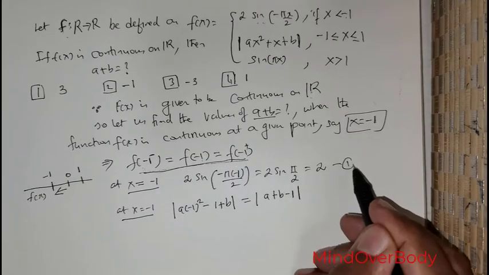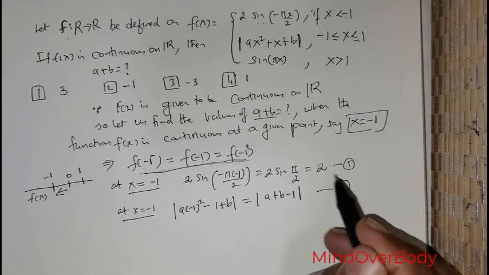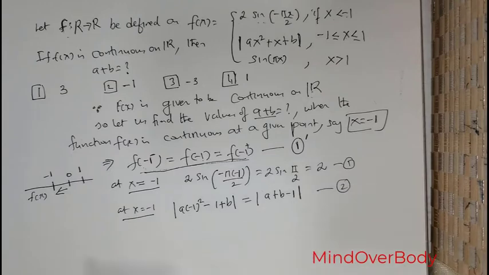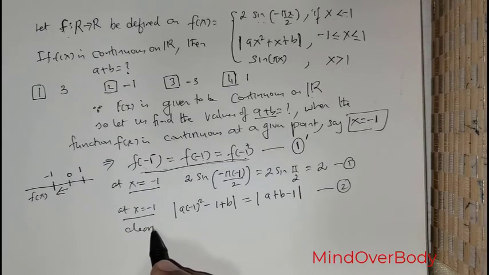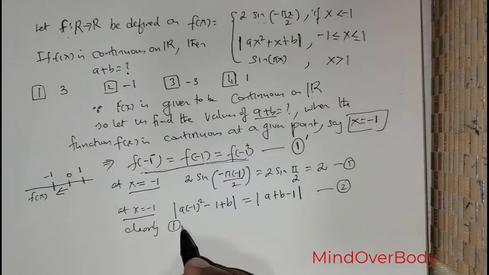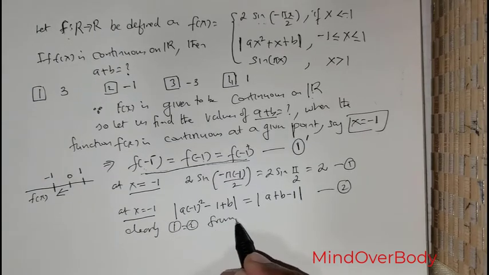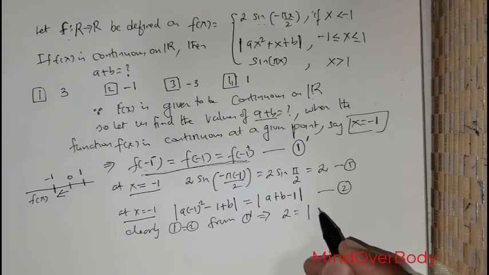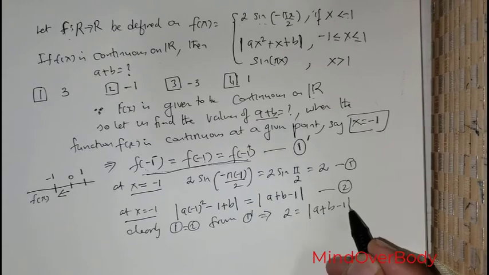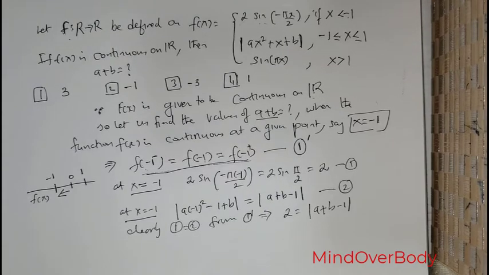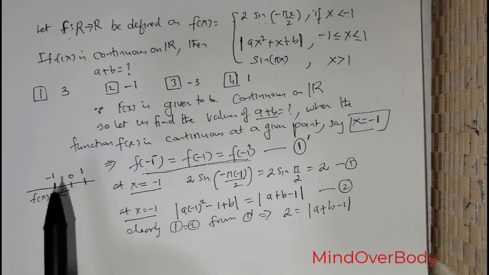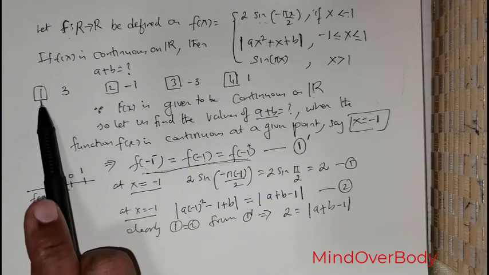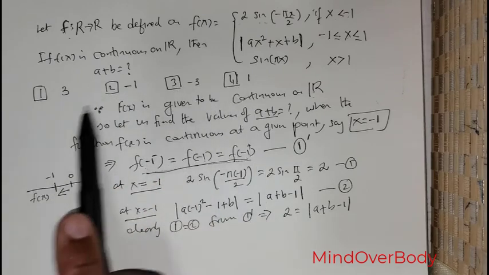So if I were to take this as 1 and take this as 2, and if I were to take say 1 prime, something of this fashion, clearly I can state that 1 is equal to 2 from 1 prime. So this would mean 2 is equal to modulus of a plus b minus 1. So I've got this. Now if you clearly observe, we have got a guess and check. Why did I say guess and check? Because we have got choices, either 1 or 2 or 3 or 4. So this is what we have to look at.